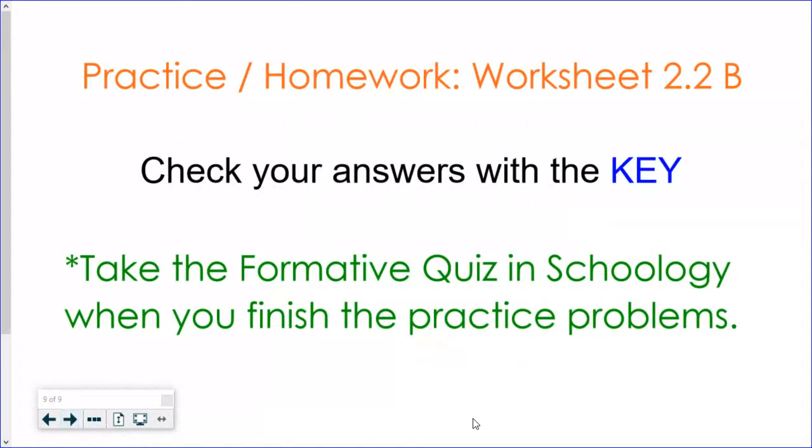Anyway, homework, make sure you're doing the work before you check it and take the quiz. When you're doing the worksheet, if you're not printing it out, please label it in your notebook.